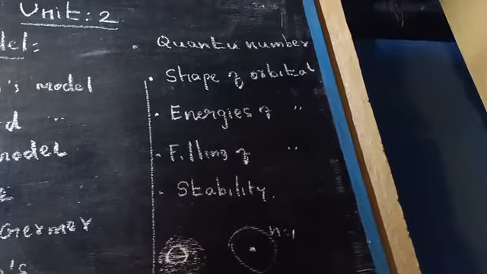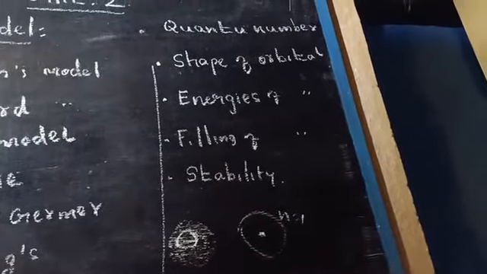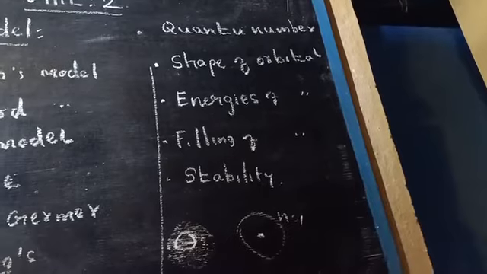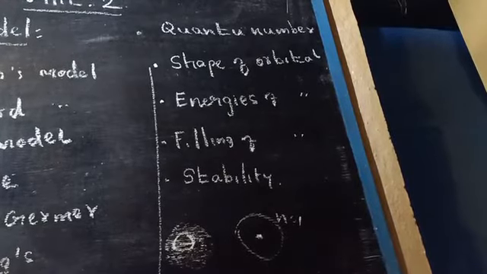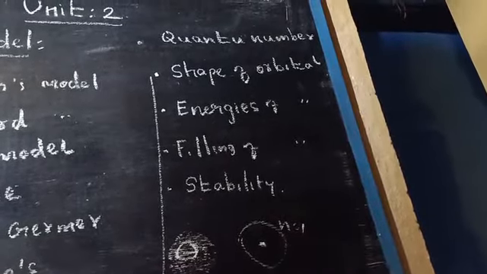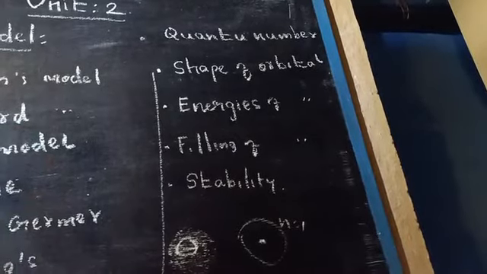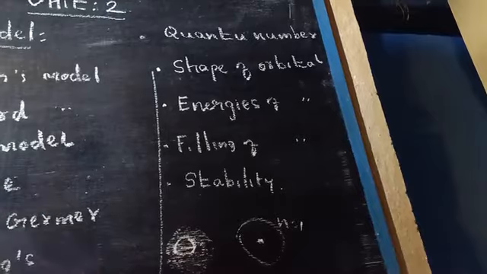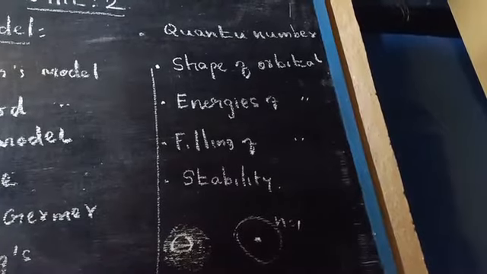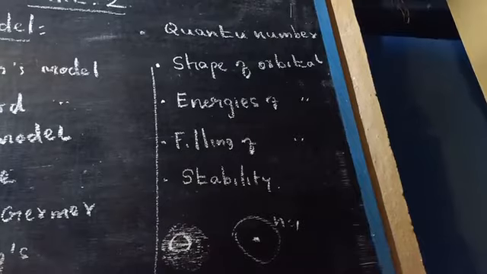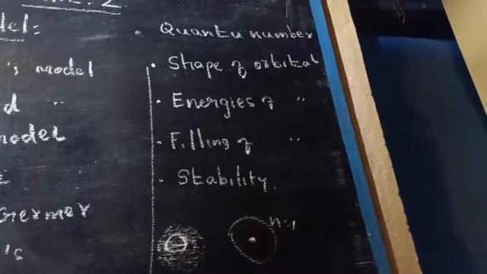Next, the stability topic. If 2 elements are given and you are asked to find out whether an atom is stable or unstable, you can answer it very easily. Just write the electronic configuration and underline the outer valence electrons. If the element contains a half filled or completely filled configuration, the atom is very stable.